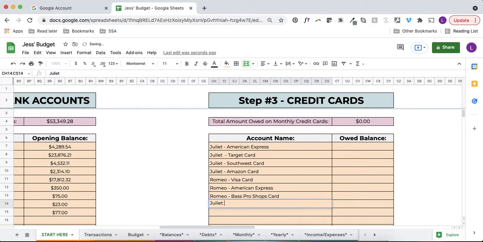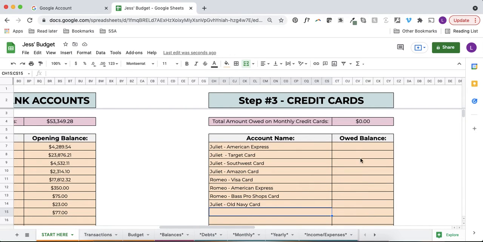And then also, like in the last example, it does not matter what order you put the cards in. As you can see, I've kind of mixed up Juliet and Romeo here on the account names. Truly does not matter at all what order you put them in. Don't have to be in any order at all.